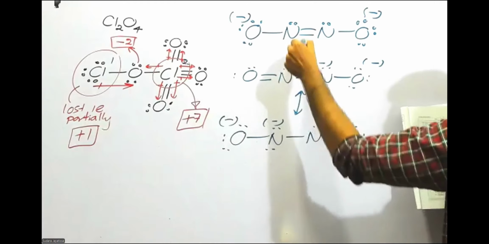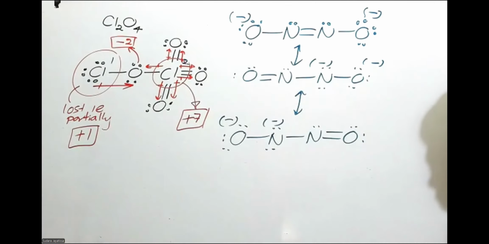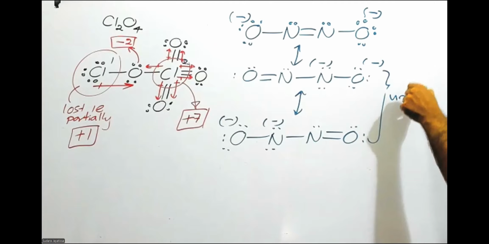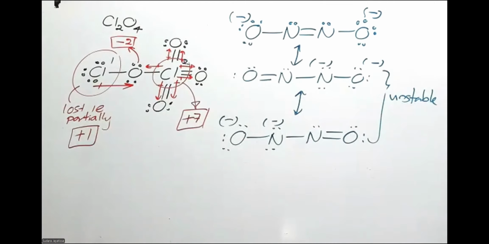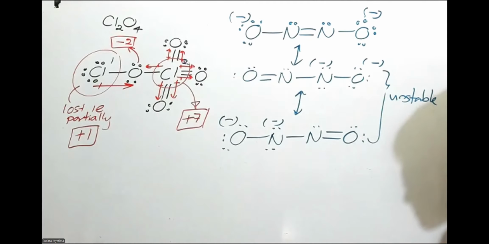These two are the structures. Is that clear? You can see both of them are more unstable than the given structure. Usually they give you the most stable structure. Why is this unstable? Because you can see similar charges are adjacent to each other. That's why it is unstable.